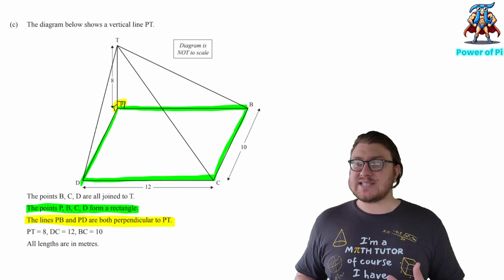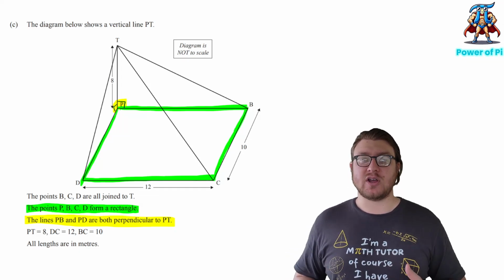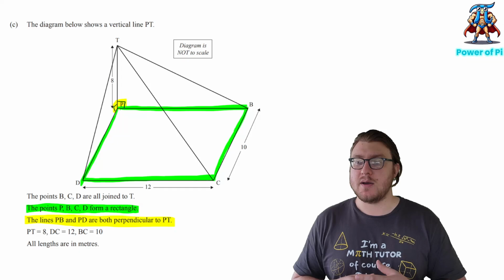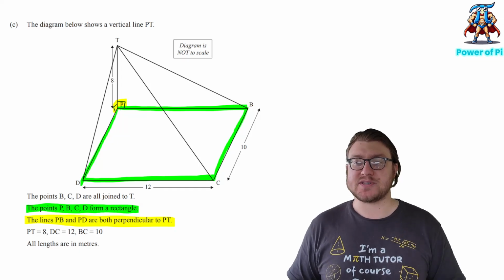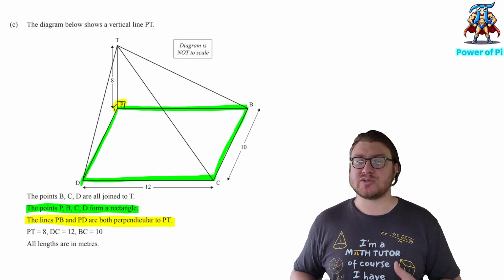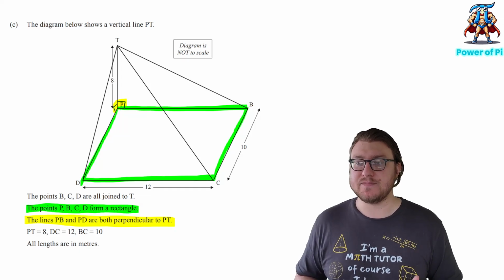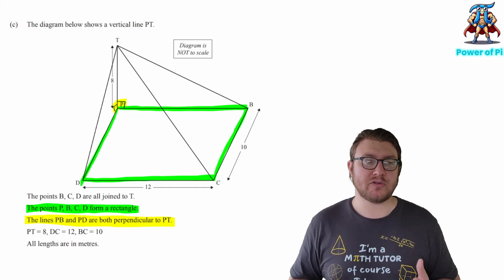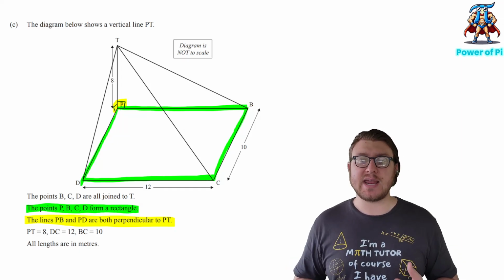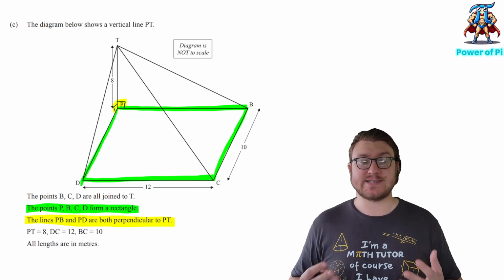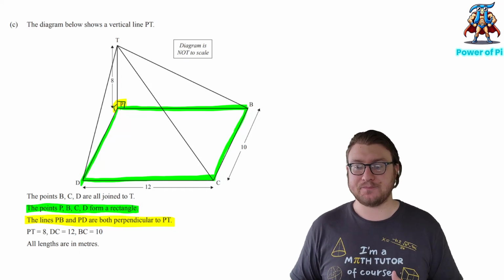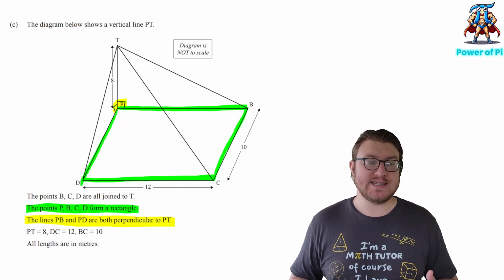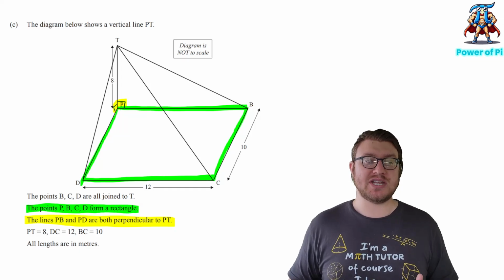All right, the next question is involving a lot of measurement and 3D models, 3D shapes. So the diagram below shows a vertical line PT. And as I walk you through the question, make sure you're checking the picture to see and understand where these features are. So the points B, C, D are all joined to T.